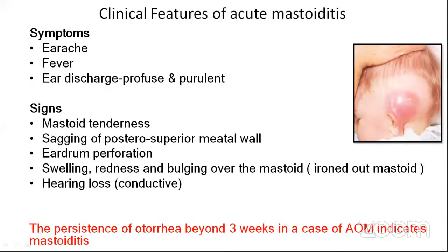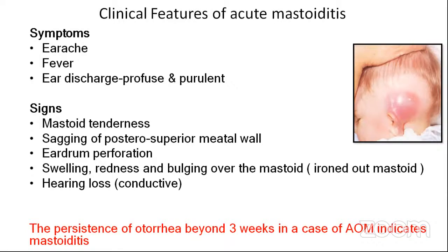There will be sagging of the posterior superior meatal wall, eardrum perforation, and also swelling and redness and bulging over the mastoid. That is called the ironed out mastoid. And there will be conductive hearing loss.